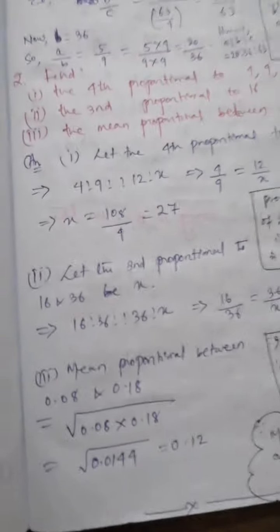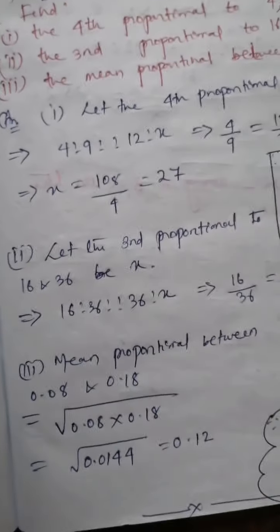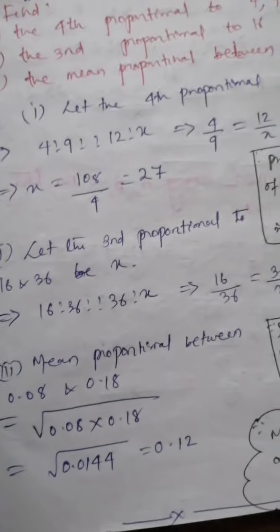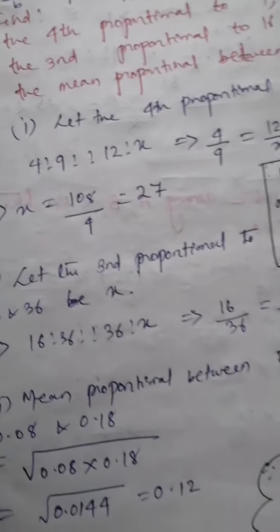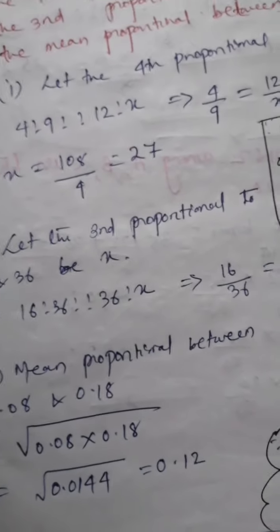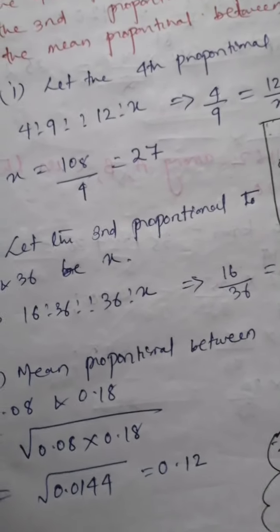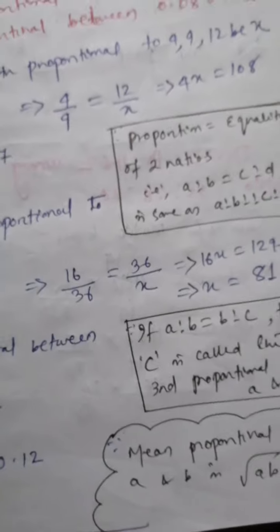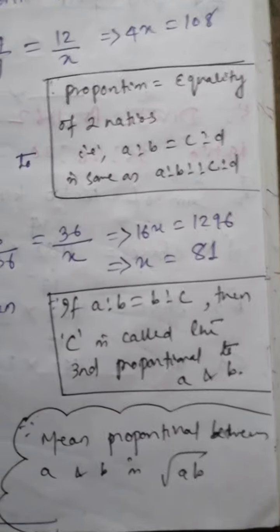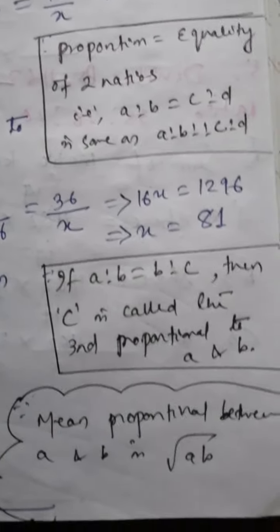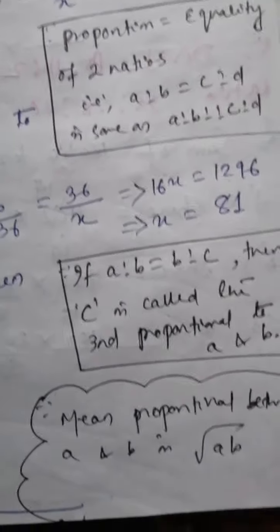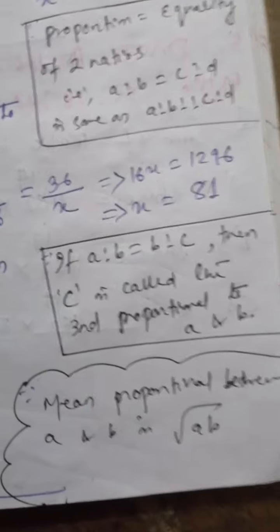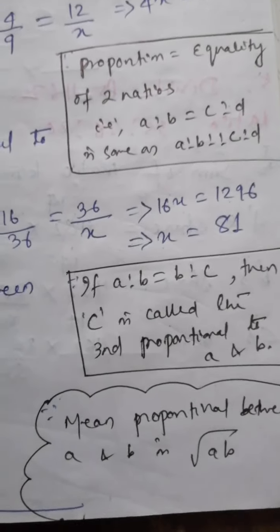Bit 2 asks for the third proportional to 16 and 36. Let the third proportional to 16 and 36 be X. Similarly, as B has the same value 36 here, we can write 16 is to 36 proportion to 36 is to X, and solving it we get X equals 81. In the box I have written: if A is to B equals B is to C, then C is called the third proportional to A and B.